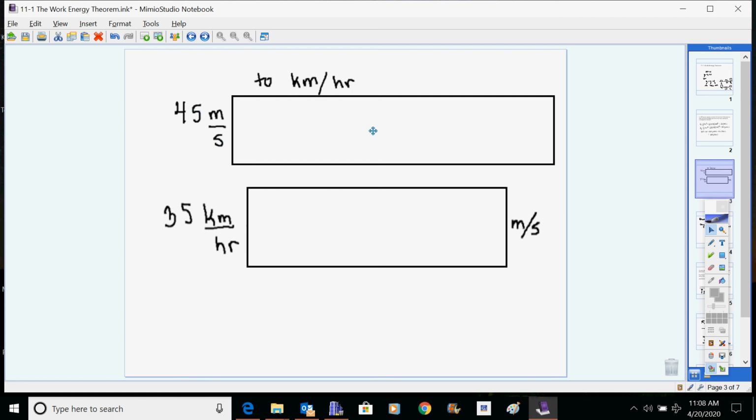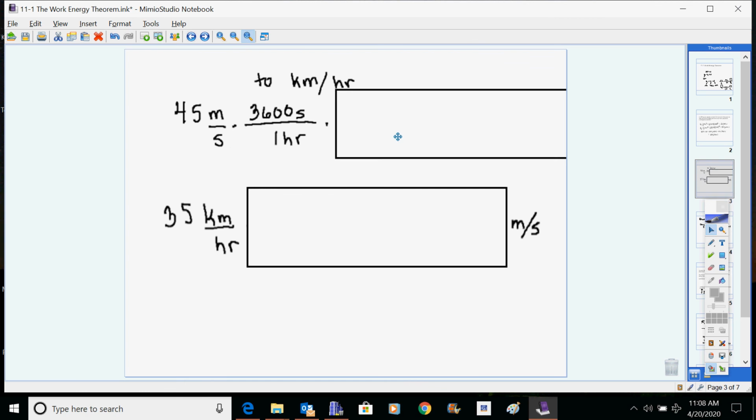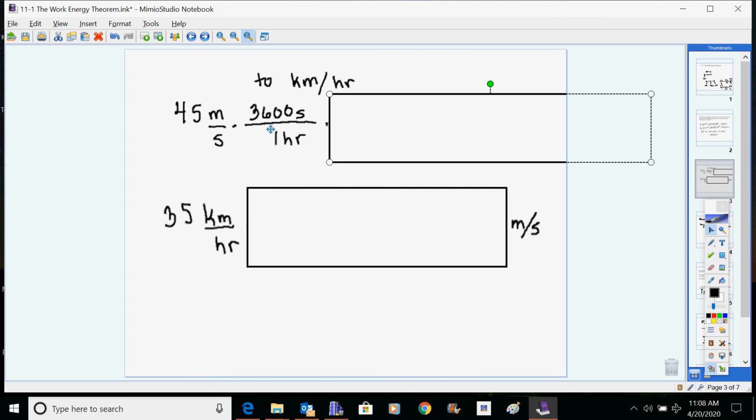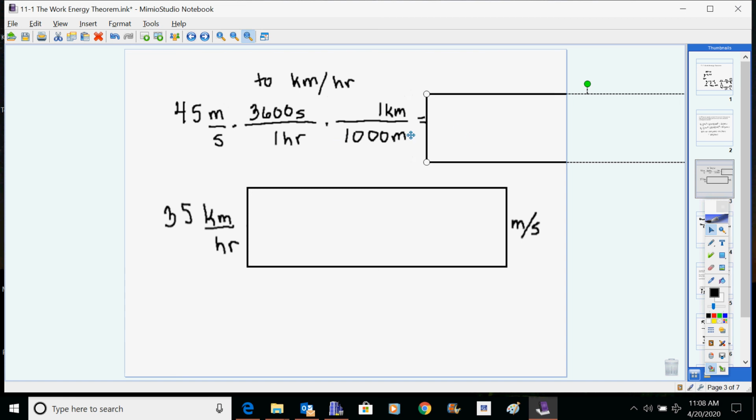Meters per second into kilometers per hour. Don't forget, you're going to try to cancel out the meters. You're trying to cancel out the seconds. So we have to remember that there are 3,600 seconds in an hour. This part will cancel out and turn it into meters per hour, but we then need to cancel out the meters and turn it into kilometers. And there are 1,000 meters in 1 kilometer. So the meters cancel out.